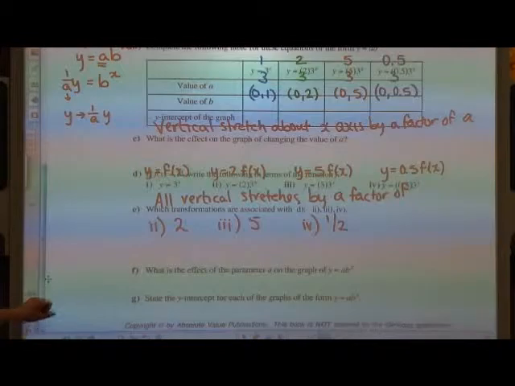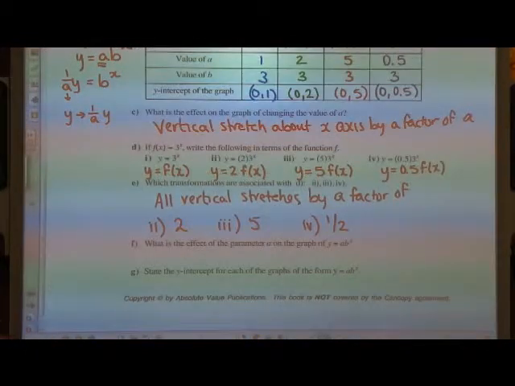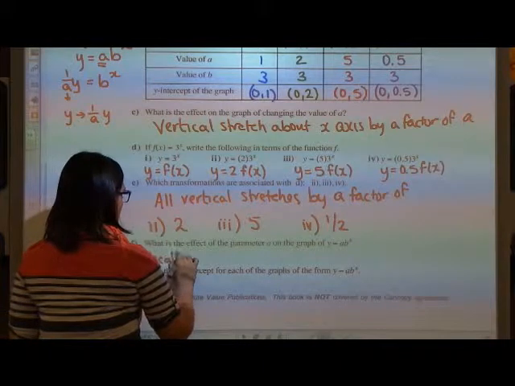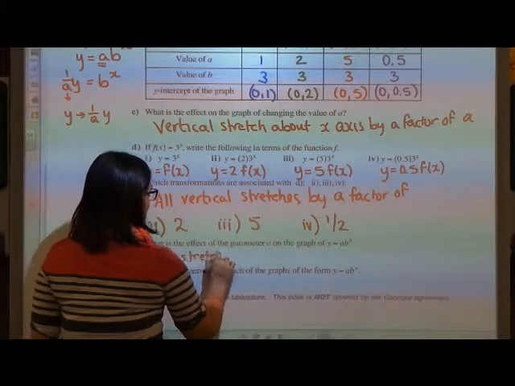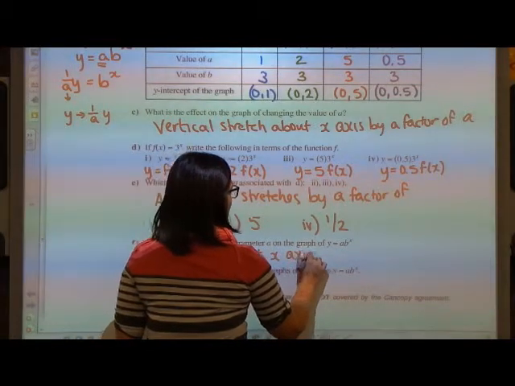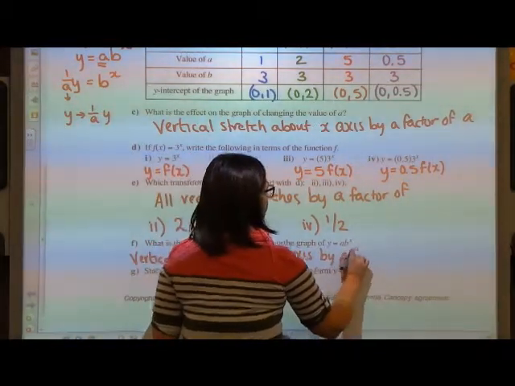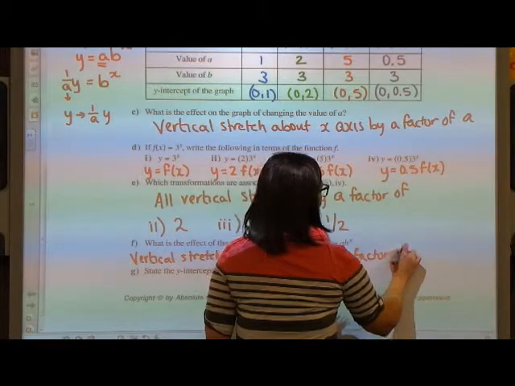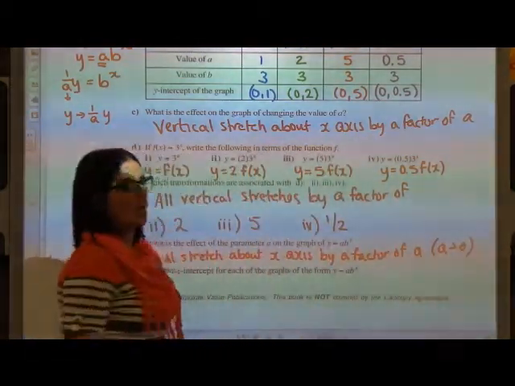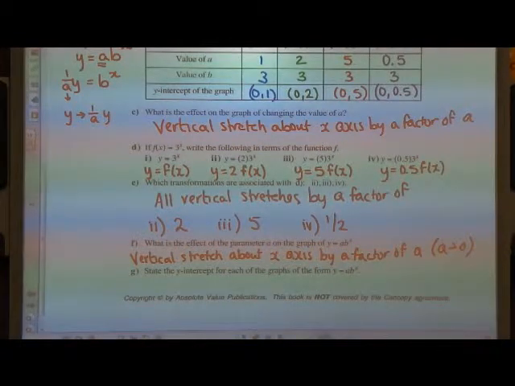So what is the effect of the parameter a on this graph? It is a vertical stretch about the x-axis by a factor of a. And at this point, we're looking at a values that are greater than 0. We're not looking at a negative a value.